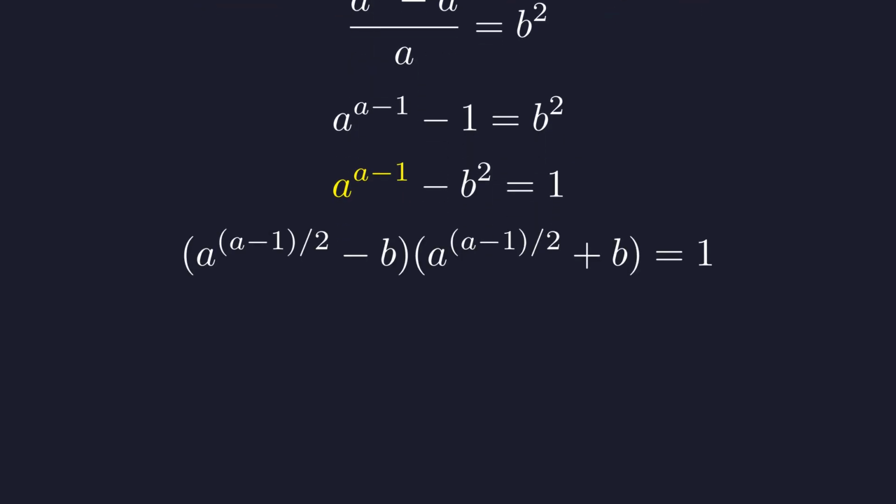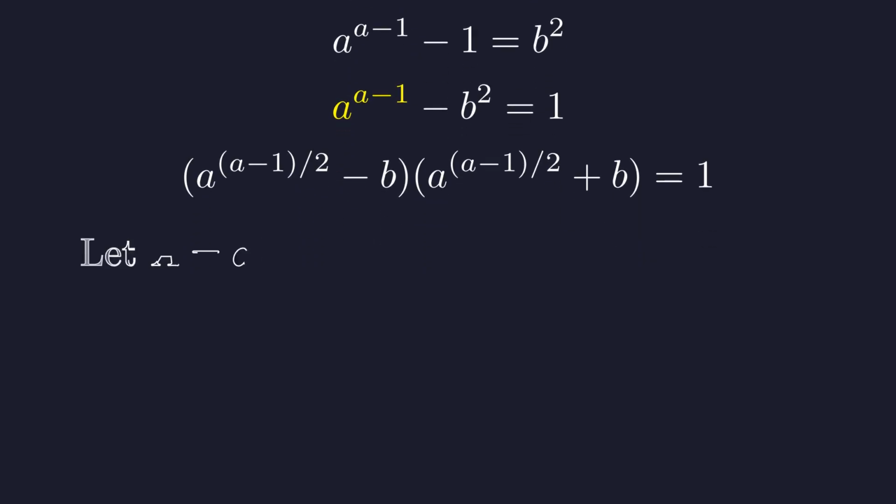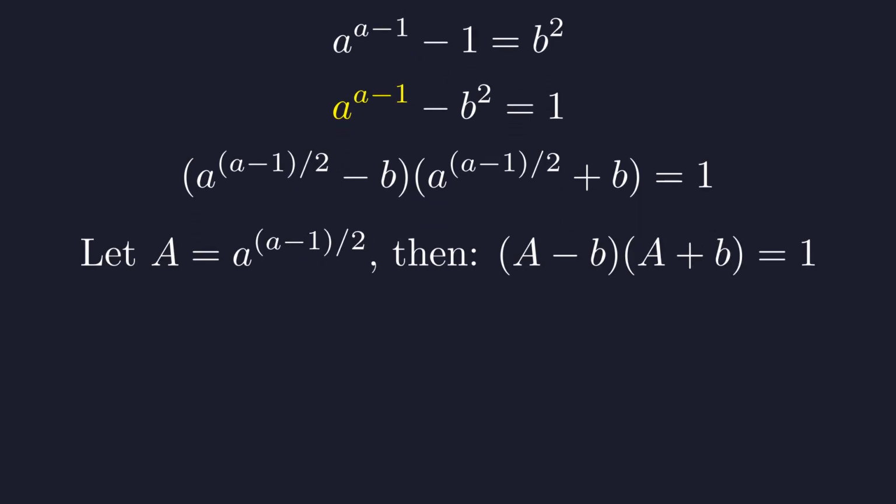Now we have two factors whose product is exactly 1. In the integers, this is a very restrictive condition that severely limits our possibilities. Let's call this large expression a for simplicity. With this substitution, our equation becomes much cleaner to work with, and the constraint becomes more obvious.